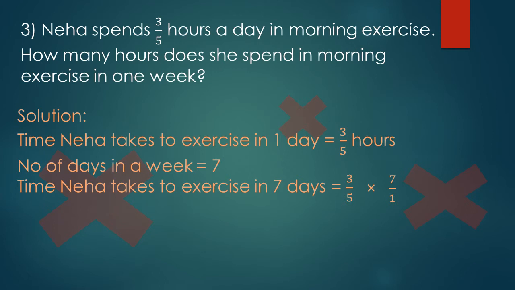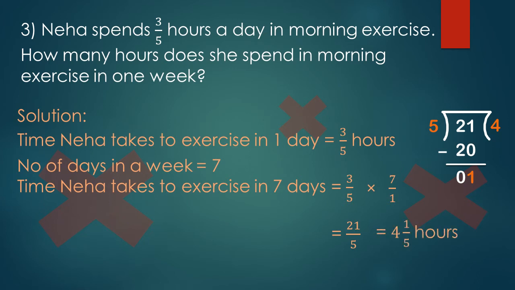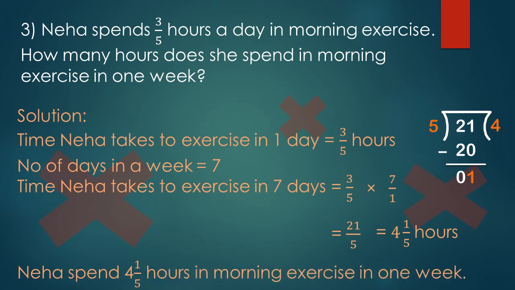3 7s are 21 and 5 1s are 5. So the fraction is 21/5. But 21/5 is an improper fraction. So first we convert it into a mixed number, and everyone knows how we will convert it into a mixed number. So divide 21 by 5 and the answer is 4 1/5 hours. And the last statement is Neha spent 4 1/5 hours in morning exercise in 1 week.